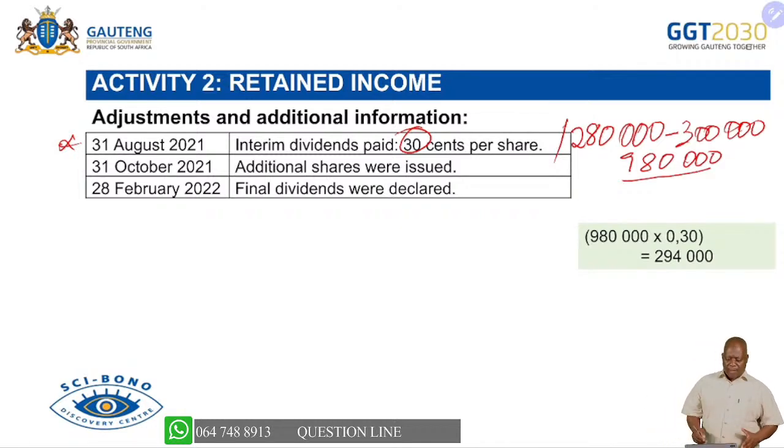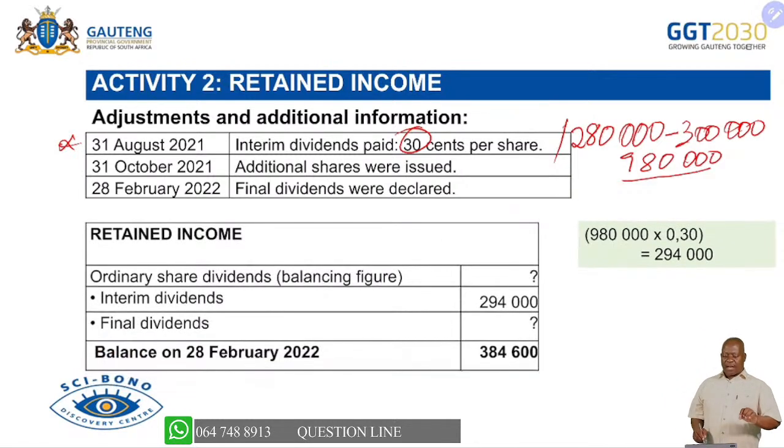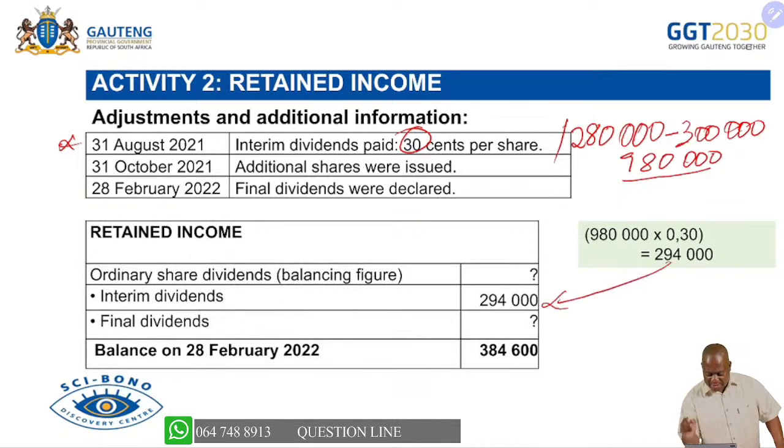So let's check. Let's put this figure into where it belongs so that we can see if something makes sense or something can easily be done or we can be in a position to influence something in any way. So you can see now, when it comes to this part, we are missing the ordinary share dividends figure. We have got the interim dividend because we calculated it and it's there. And then we are also missing the final dividends. But we have got the balance at the end.